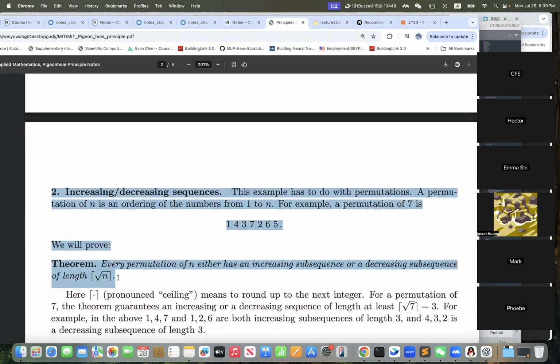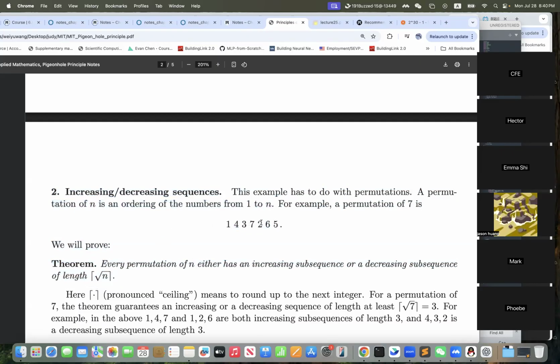This example has to do with permutations. A permutation of n is an ordering of the numbers from 1 to n. For example, a permutation of 7 is 1, 4, 3, 7, 2, 6, 5.